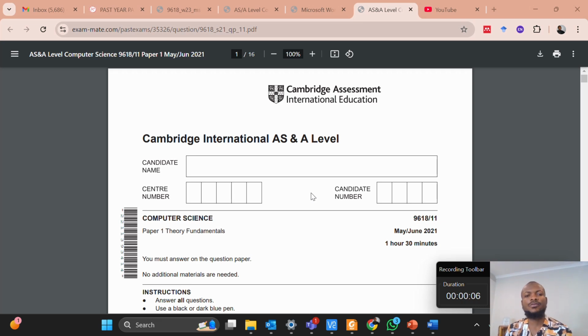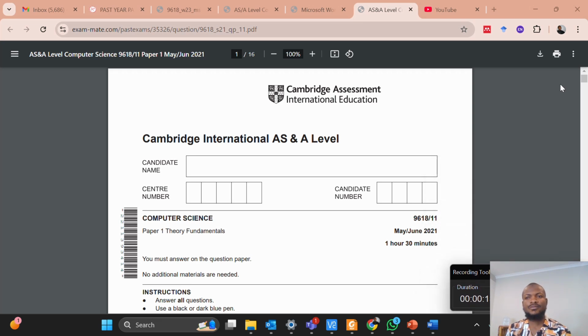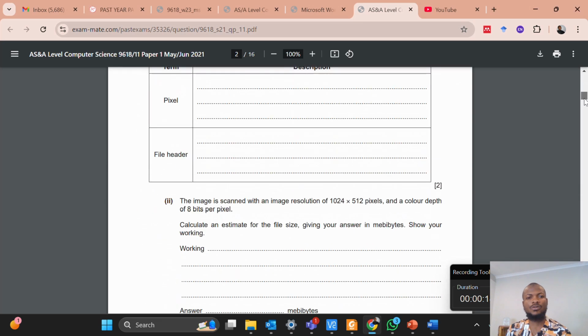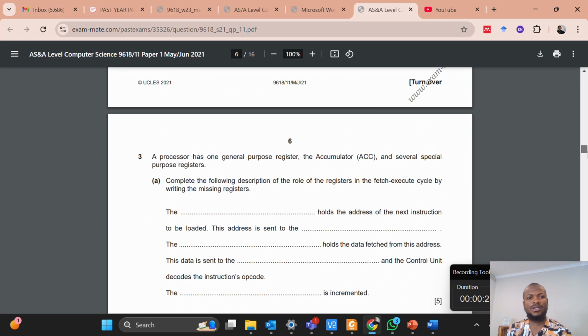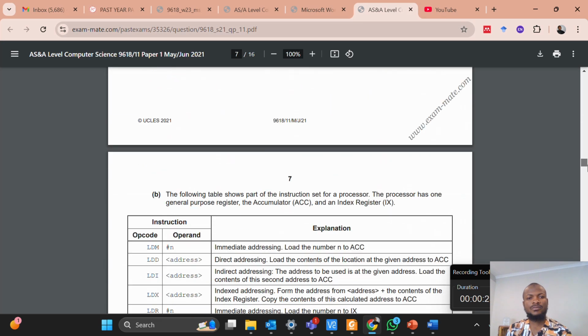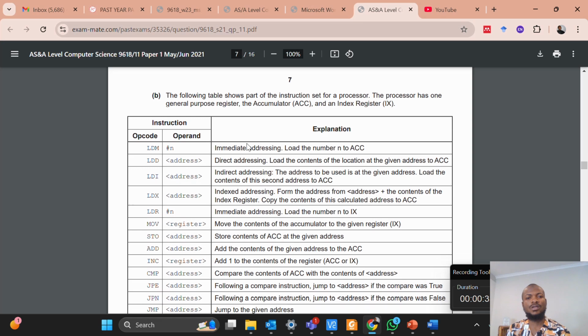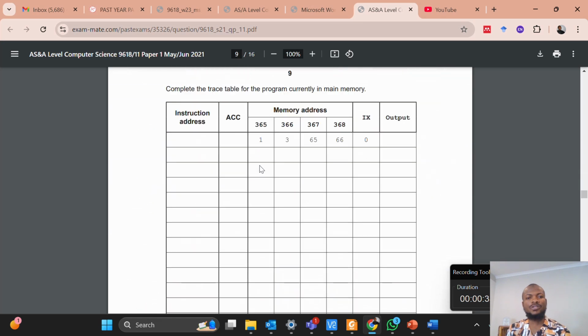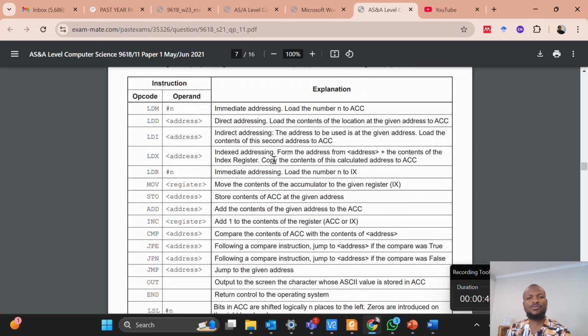In this session, I will walk you through Paper 1 today, and the question I will solve in this paper 1 is the question on assembly language, and that is question number 3b, so that those who have challenges and difficulty with assembly language and how to complete the trace table can understand from this question. Okay, let's solve this question.